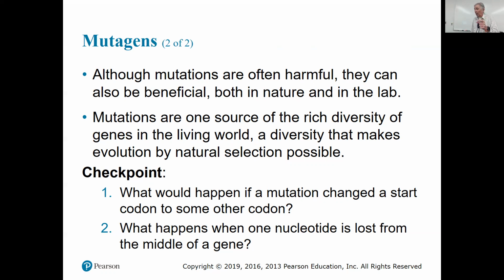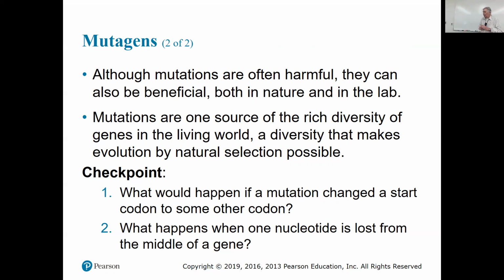Well, then that would be a big problem, because then the ribosome wouldn't know where to begin. And that whole protein wouldn't be able to be translated, I don't think, because the ribosome wouldn't know where to start. So that would be a big, serious mutation.